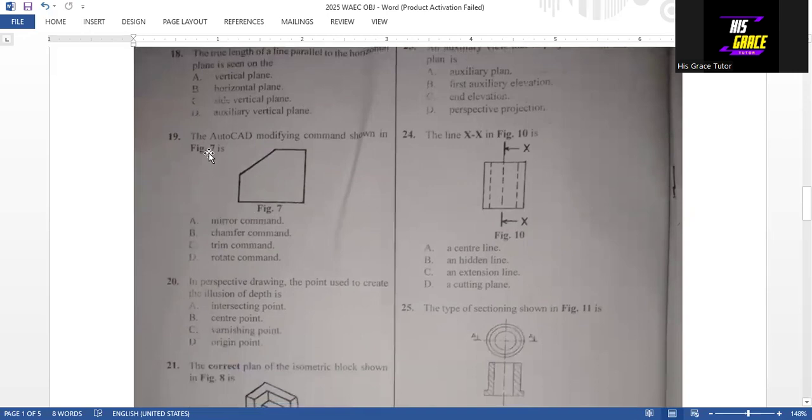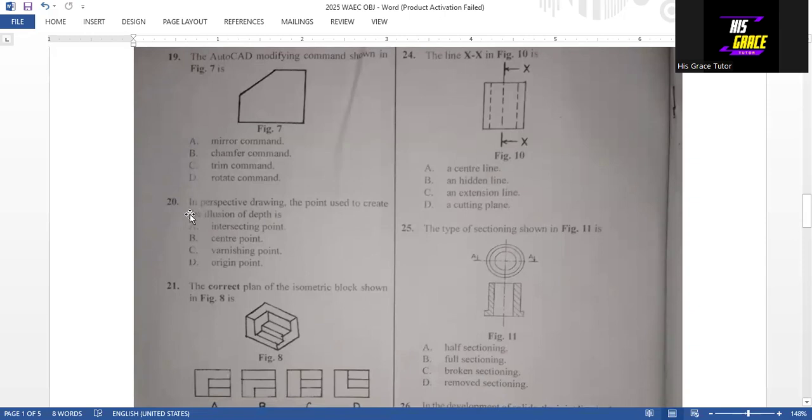Question 19 says that the AutoCAD modifying command shown in figure 7 is a chamfer command. That is option B, which gives us the answer to question 19. So question 20, in perspective drawing, the point used to create the illusion of depth is the vanishing point. So that is option C, the answer to question 20.